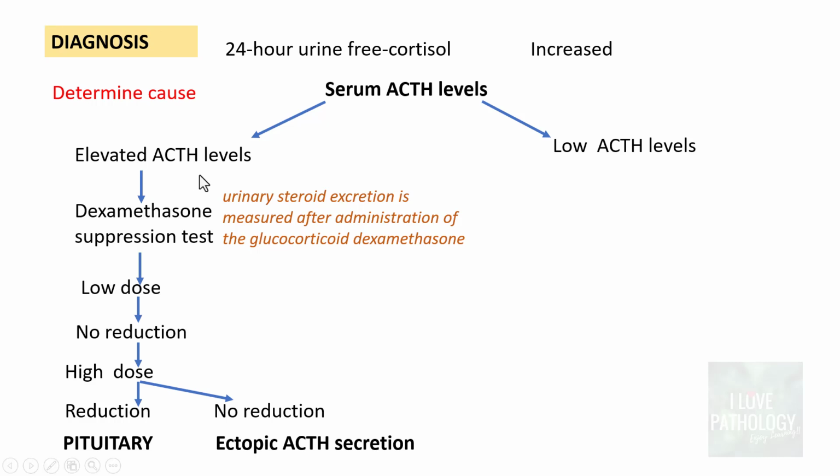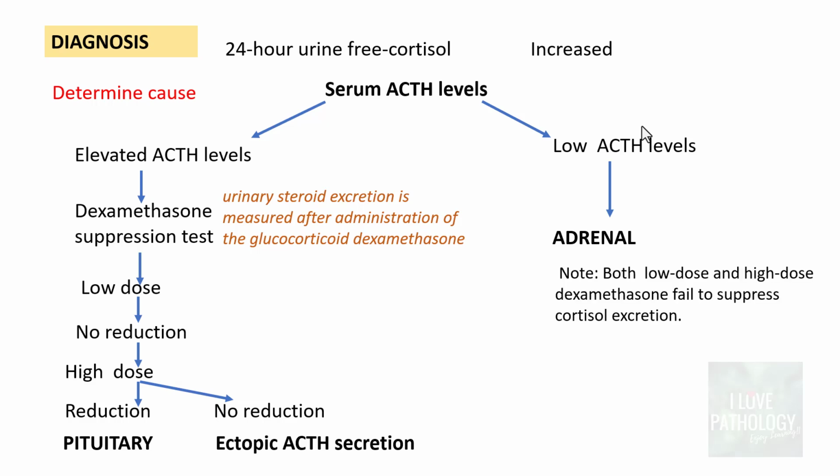Remember, with elevated ACTH level and no reduction even after both low dose and high dose dexamethasone suppression test, it is almost always because of ectopic adrenocorticotropic hormone secretion. Now, if the ACTH levels are low, you know that you are dealing with a case of pure adrenal pathology. And even if you do dexamethasone suppression test in these cases, they fail to suppress cortisol excretion. I mean, there is no reduction in both low dose and high dose dexamethasone suppression test. Right. So that is how you diagnose Cushing's syndrome and also try to determine the cause of Cushing's syndrome.